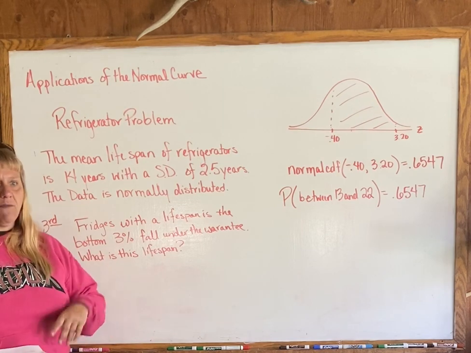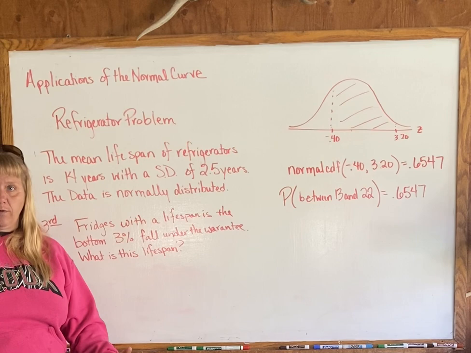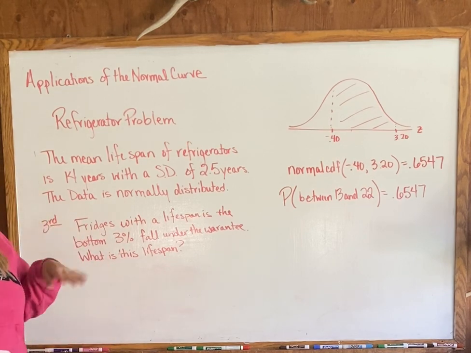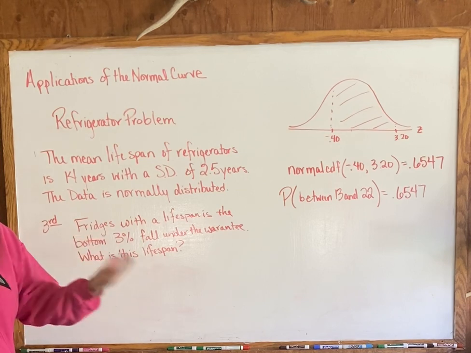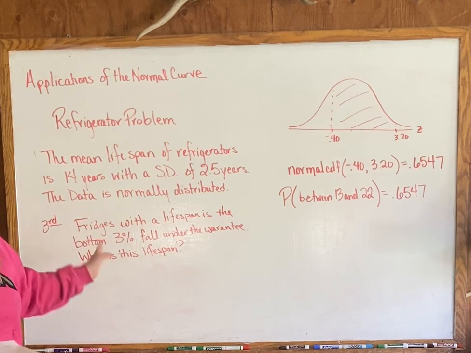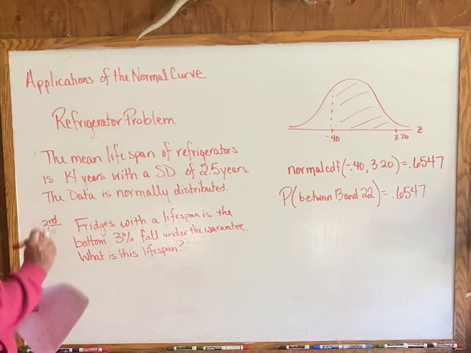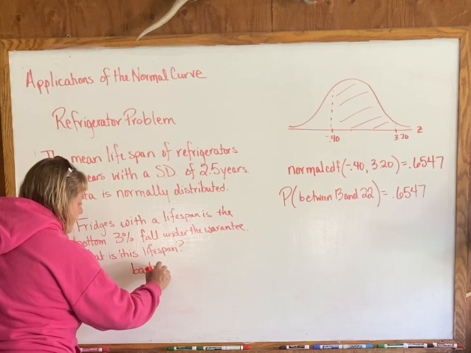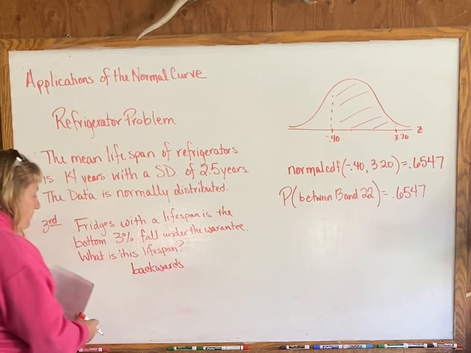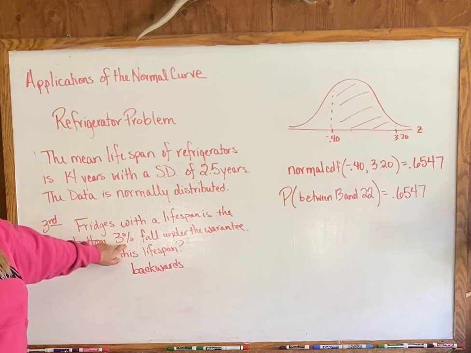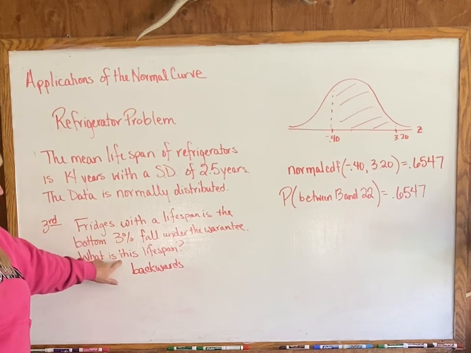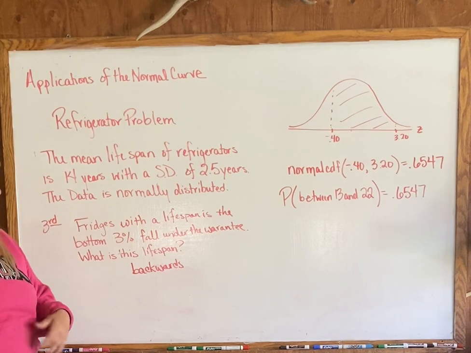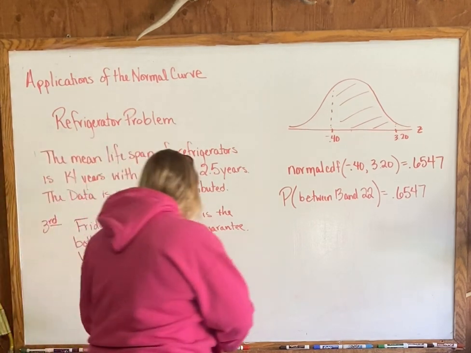But they also don't want to give a warranty where they're giving away tons of new refrigerators. It's got to be like the bottom little bit. So I just used 3% just to use something other than 10 or 5 or 1%, just to mix it up a little bit. But the idea here that's different than what we did in the last two examples is that this one is backwards. In this one, I have given you the percentage and I want to know what the lifespan is. In the last two, I gave you the lifespan and I wanted the percentage or the probability. So this is definitely backwards.